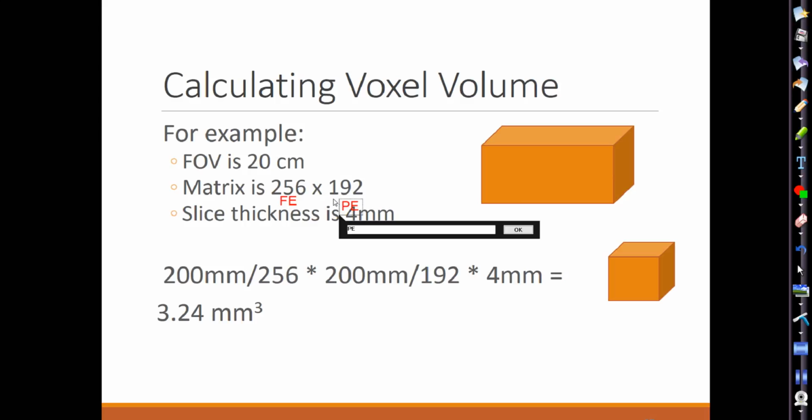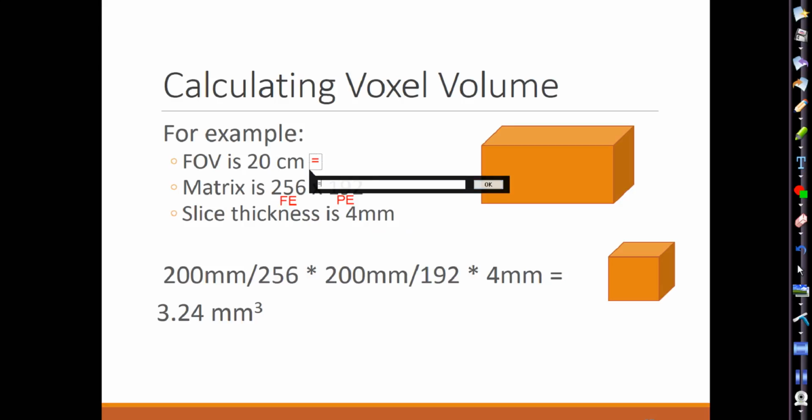20 centimeters equals how many millimeters? Good. And then our slice thickness should be in millimeters. Once again, everything should be in millimeters. So now that we've done all the conversions, to get the pixel area, it's 200 divided by 256 times 200 divided by 192. Go ahead and get that number first, and then multiply that by 4 millimeters. So your answer should be 3.24 millimeters cubed.